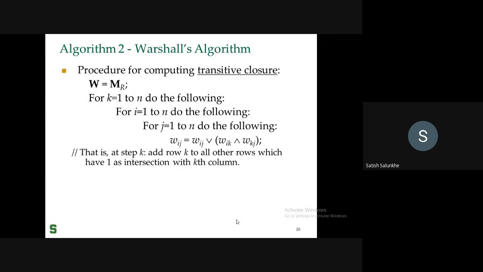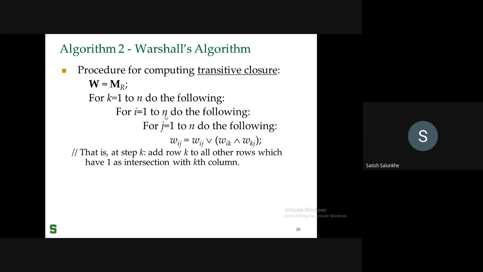So the procedure for computing transitive closure, we need to start with the original relation R, assign it to W, and now for k equal to 1 to n, if there are n elements in your set A, for k equal to 1 to n, do the following. For i equal to 1 to n, do the following. In every iteration, we are doing this. So for k equal to 1 to n means for all elements we are doing. Inside that, for i equal to 1 to n, and for j equal to 1 to n, it is a 3 times nested for loop. So the complexity of this algorithm is what? N cube, order of n cube.